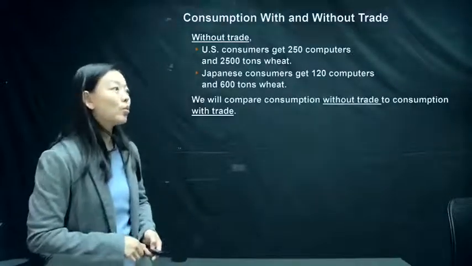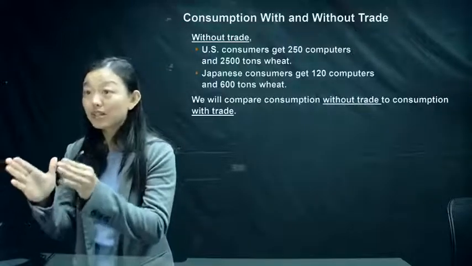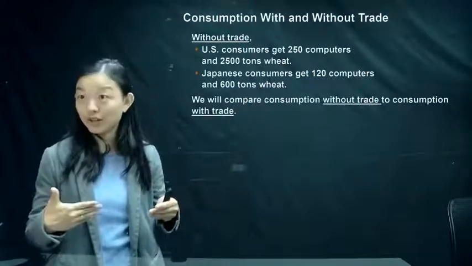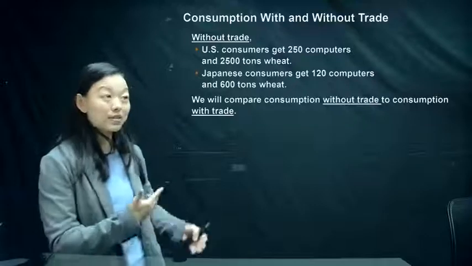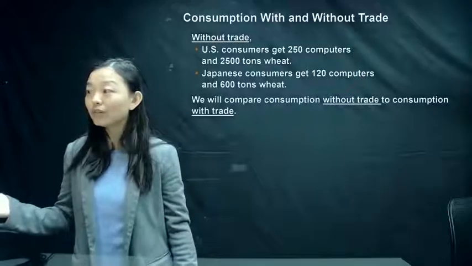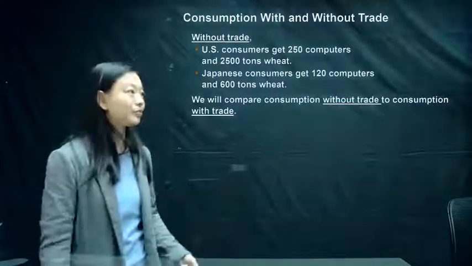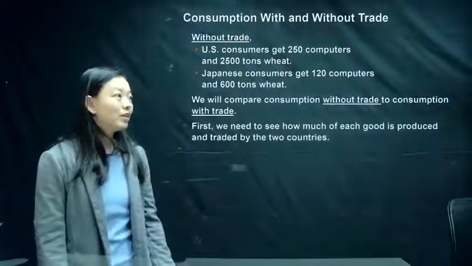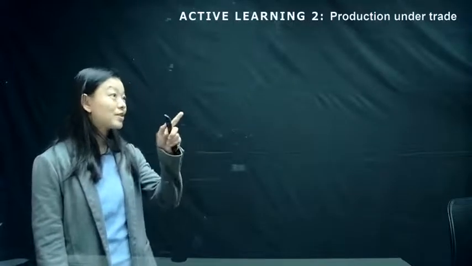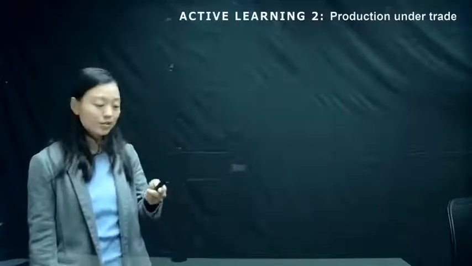Now we will compare. If these two countries choose to be self-sufficient, these are the numbers that the countries can produce and consume, right? However, if these two countries are involved in trade, can they have more or fewer computers and weight to consume? So now let's assume, you can notice this is the production under trade. So these activities will show you production under trade.